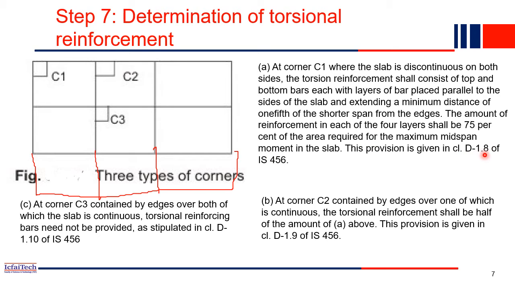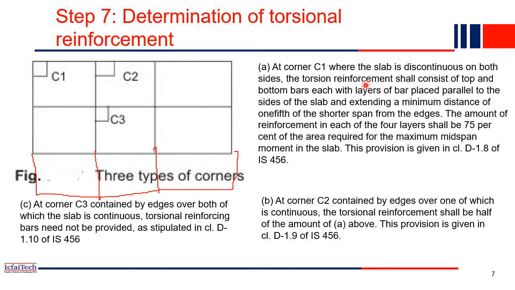D, I think Annex D 1.8. If you go to IS 456, you will get the criteria for C1, meaning how much torsional reinforcement you have to provide at this corner. At corner C1, where the slab is discontinuous on both sides, the torsional reinforcement shall consist of top and bottom bars, each with a layer of bars placed parallel to the sides of the slab and extending a minimum distance of 1/5 of the shorter span from the edge.